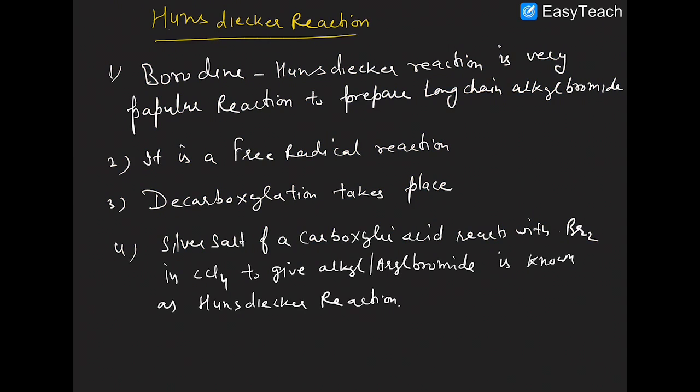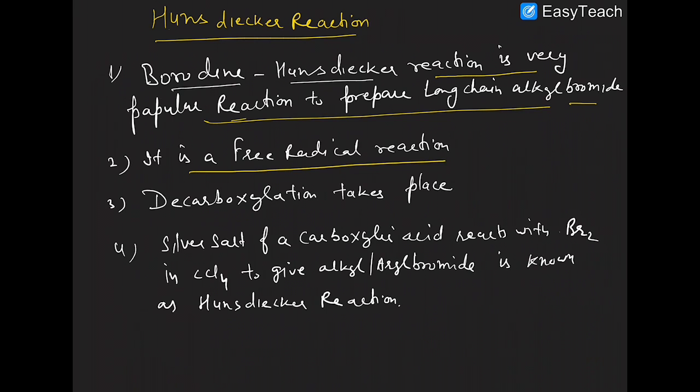Now the next reaction is the Hunsdiecker reaction, also known as the Borodin-Hunsdiecker reaction. It is a very popular reaction to prepare long chain alkyl bromide. It is a free radical reaction. Decarboxylation means loss of CO2. Loss of CO2 takes place in this reaction.